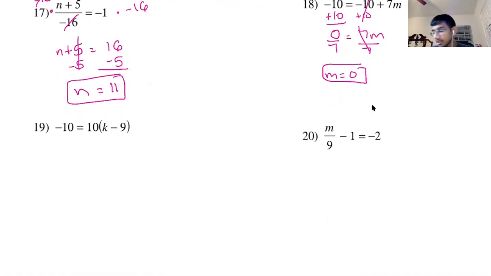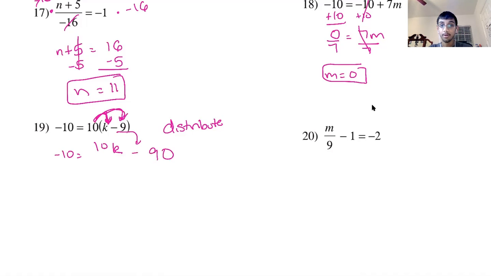Two more to go. So let's continue. This one, as soon as I see the parentheses, I think distribute, because that is the distributive property I just taught you about. So in this case, we take our 10 and we multiply it like that. Very simple. So we have our negative 10 is equal to 10 times k, which is equal to 10k, minus, we take our minus 7, bring it down here, 10 times 9, which is 90.